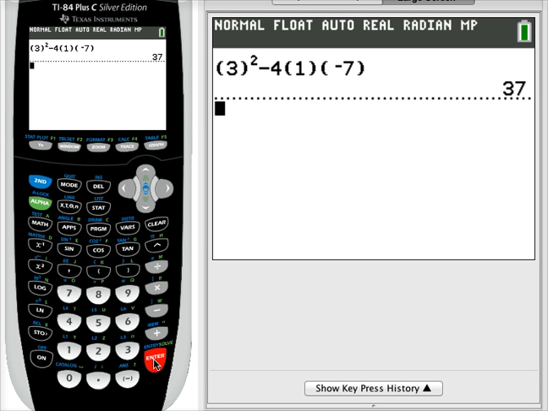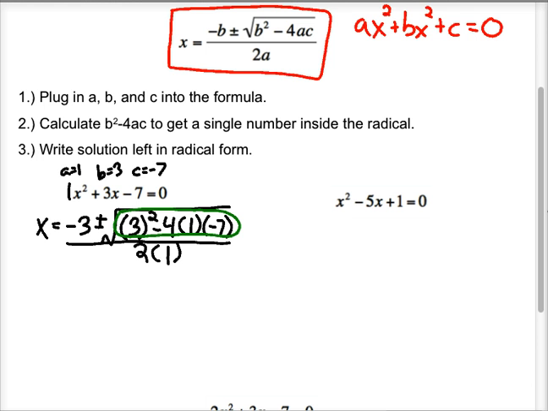Put parentheses every time you're plugging a number in and just type it in like that. That's all that I need you to do. So I'm getting that 37 is that magic number inside my radical. So I'm going to write it like that. I'm going to simplify it. So I have 37 inside my radical.